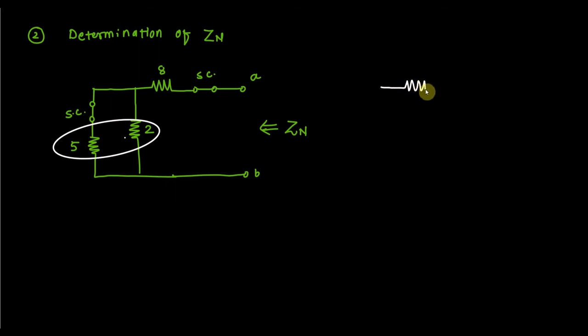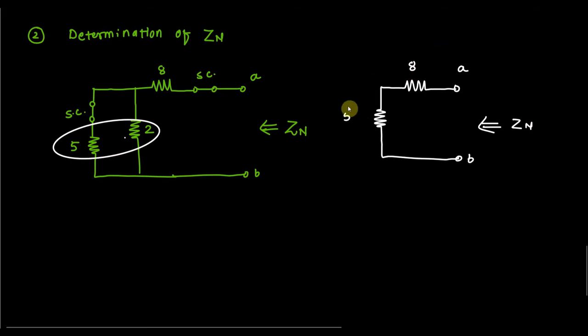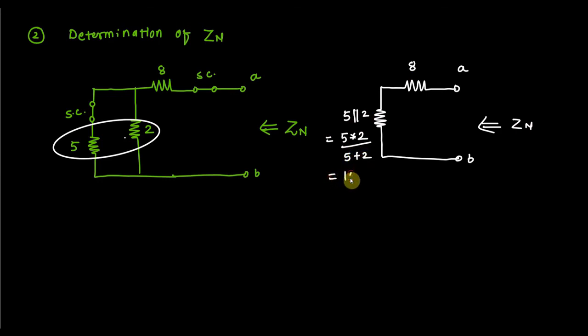I will draw the network. So this will be 8. This is your A terminal, this is your B. And if you see from here, Zn is 5 parallel with 2. 5 parallel with 2 means 5 into 2 divided by 5 plus 2, so your answer is 10 by 7 ohms.